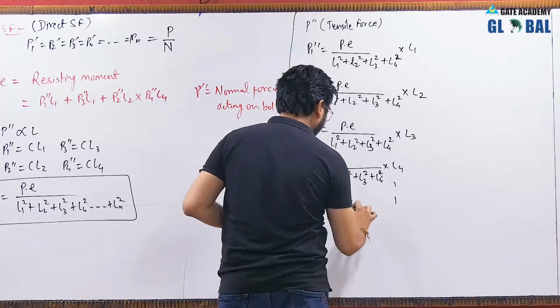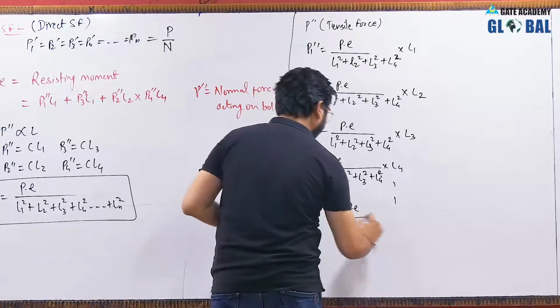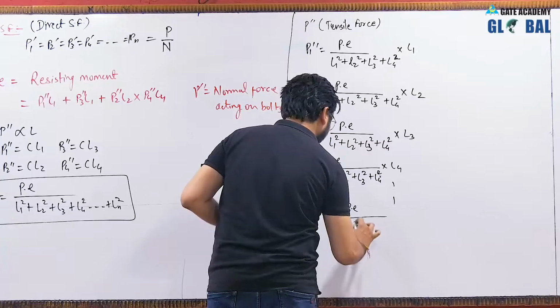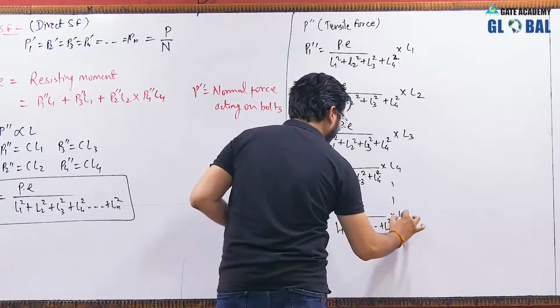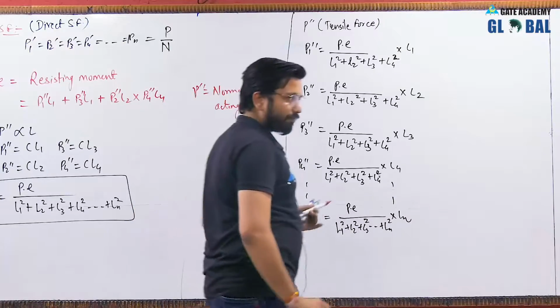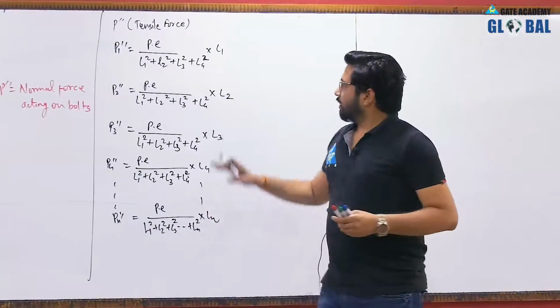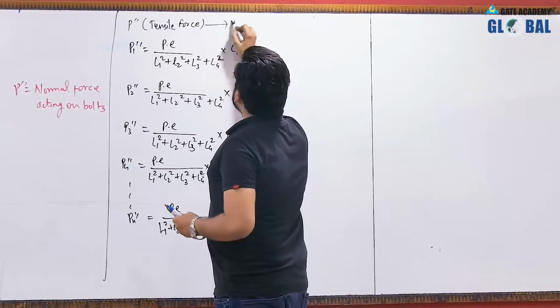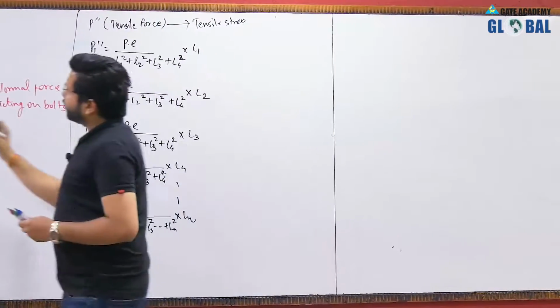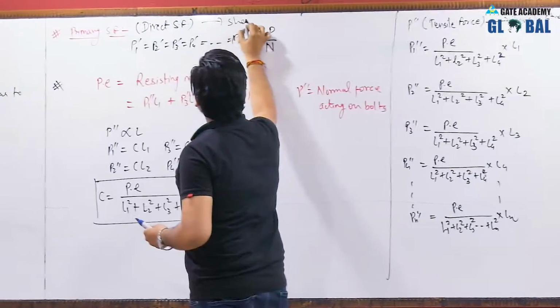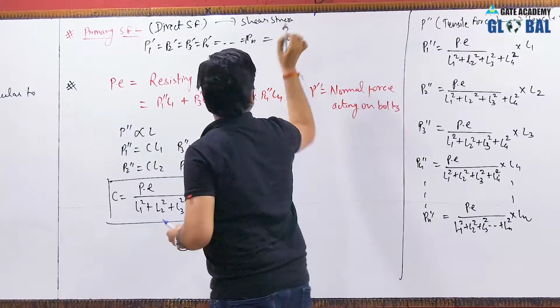This will be the same. If there are n number of bolts, so this will be L1 square plus L2 square plus L3 square up to Ln square, multiplied by Ln. Now this tensile force will give you the tensile stress, as we have discussed earlier, and this will give me the shear stress, or direct shear stress.